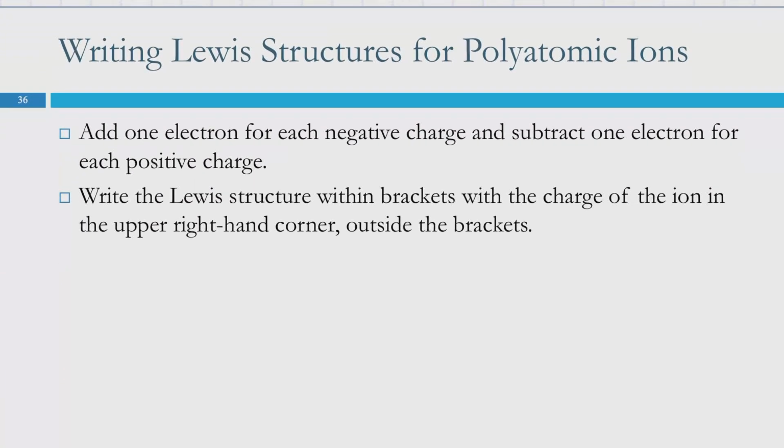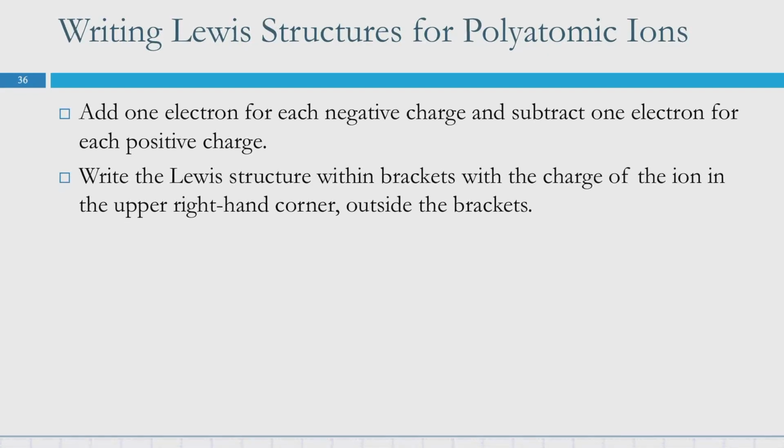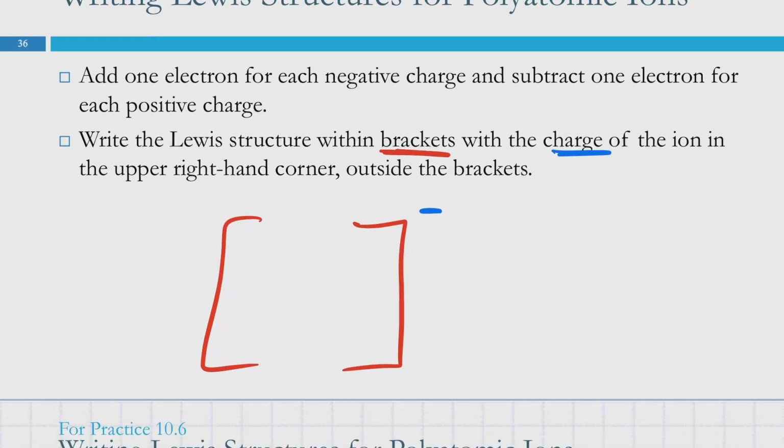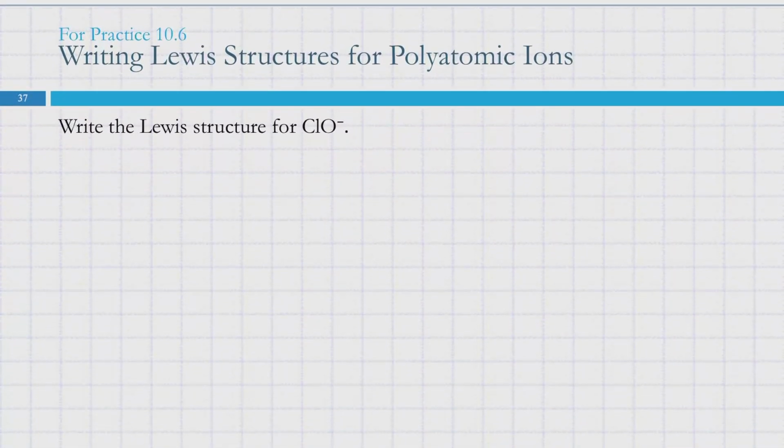For polyatomic ions, we get to add 1 electron for negative charges and subtract 1 electron for positive charges. That was mentioned earlier. And we write the Lewis structure within brackets with the charge in the upper right-hand corner outside the brackets. For example, ClO minus.